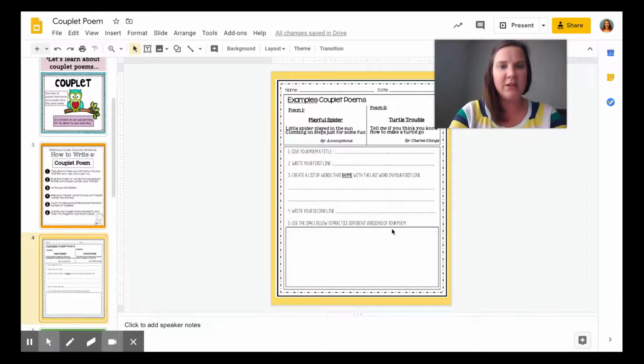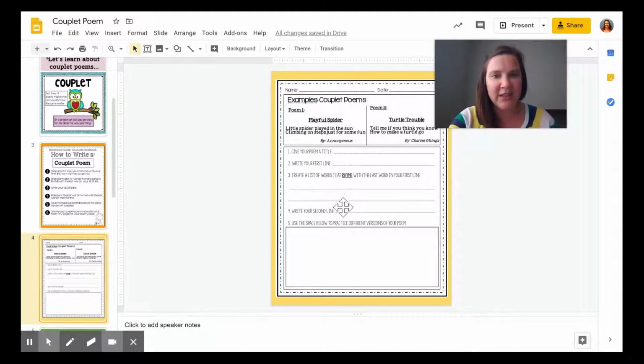Turtle trouble. Tell me if you think you know how to make a turtle go. Do you hear the meter? All right, I had to read it twice to make sure that I got the rhythm correct. All right, so here are some more directions. Give your poem a title, write your first line, create a list of rhyming words, do that brainstorming, write your second line, and then do some practice.